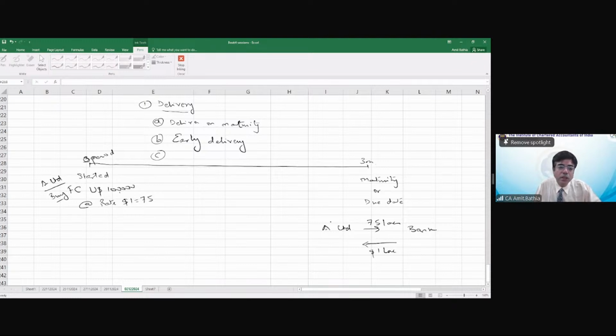Then what is the situation? Or there is a late delivery on my part. What does that mean? I am not paying you on due date, that is after 3 months. Instead, say for example, due to some oversight or some challenges at my end, I am paying you, let's say, 1 week after 3 months. So there is late delivery on my part. These are the three different ways in which my contract can come to conclusion with respect to delivery.